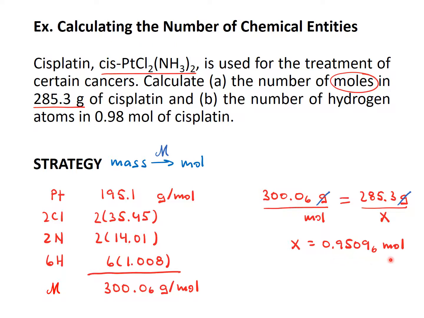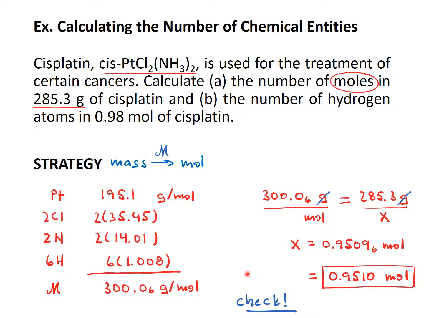Plugging this into our calculator gives us 0.95096 moles of cisplatin. Now you'll see that the smallest number of sig figs in our quantities is 4 sig figs for the molar mass and 4 sig figs for the mass in our question. And so our final answer should have 4 sig figs. So our final answer is 0.9510 moles of cisplatin.